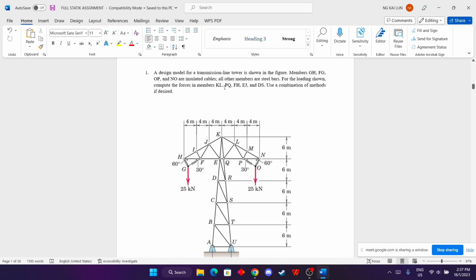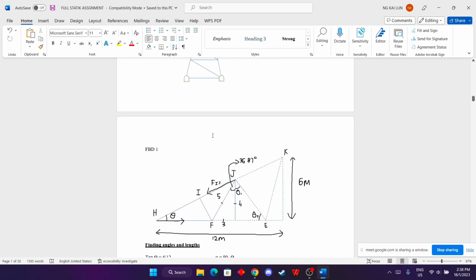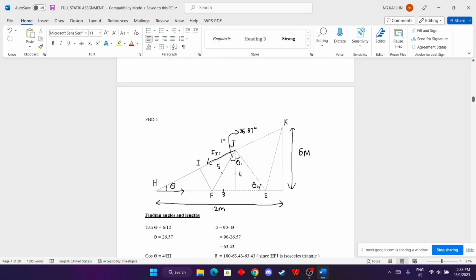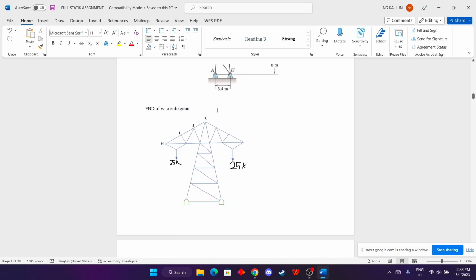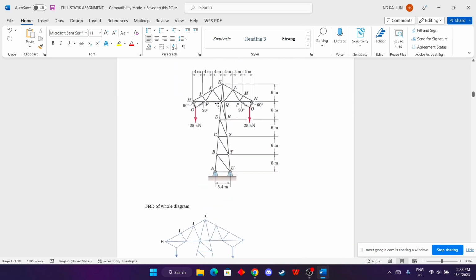The question wanted us to find forces in members KL, PQ, FH, EJ, and DS, and it says we can use a combination of methods. The method that I personally recommend for our group is the method of joints. Here is the FBD of the whole diagram, which is translated from the picture.